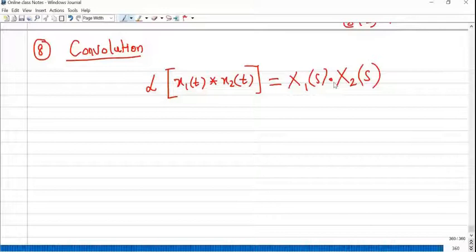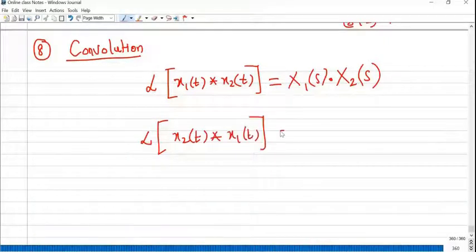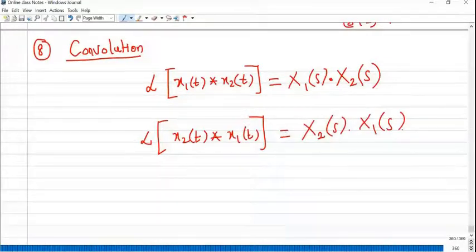So we know the commutative property of convolution. This is similar to x2 of t convolution with x1 of t, and your result is x2 of s times x1 of s, or x1 of s times x2 of s according to the commutative property. Okay, so we will solve the problems for convolution using the convolution property later, particularly for finding the inverse Laplace transform. So we'll continue the remaining properties and examples in the next class. Thank you.